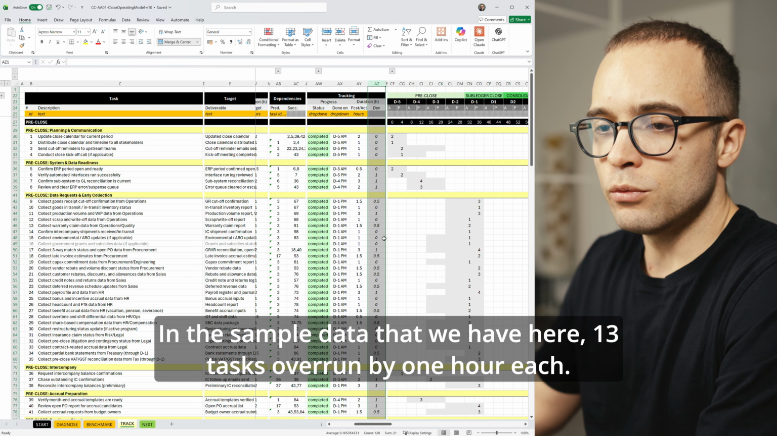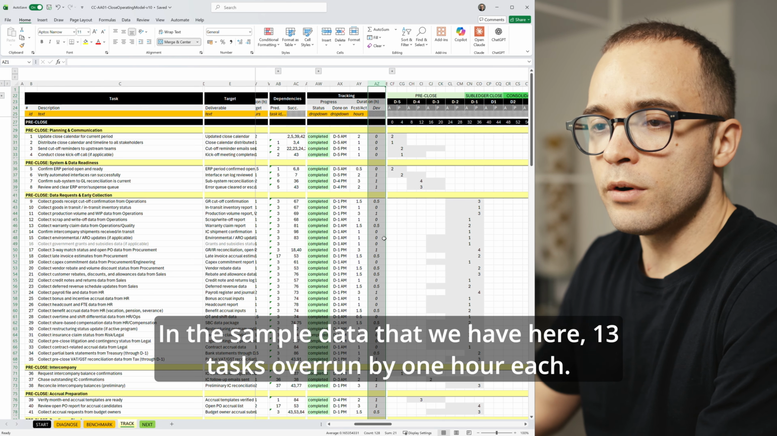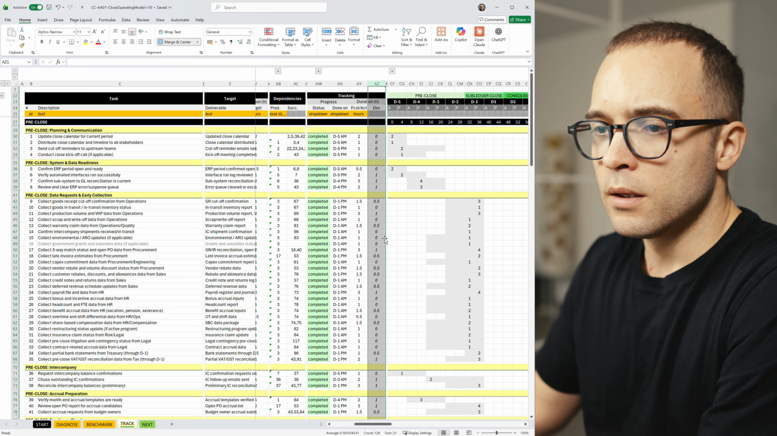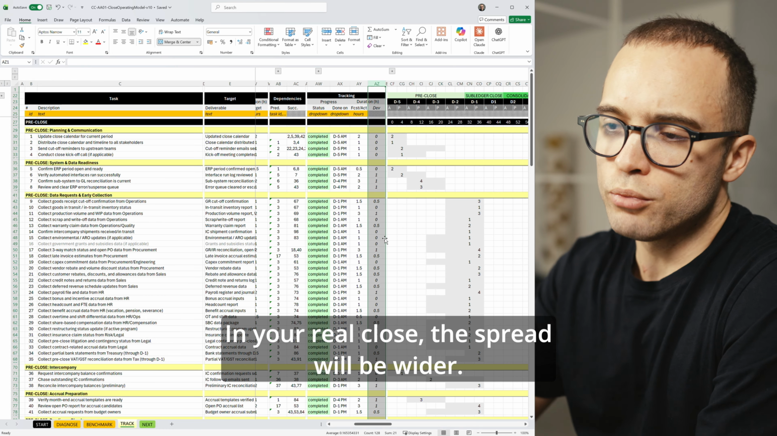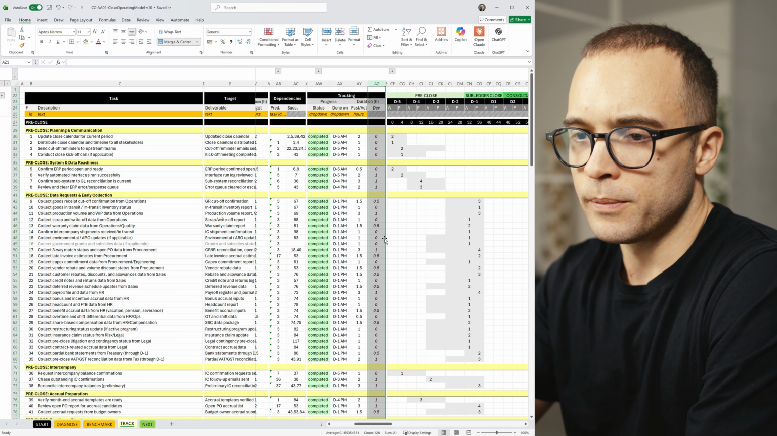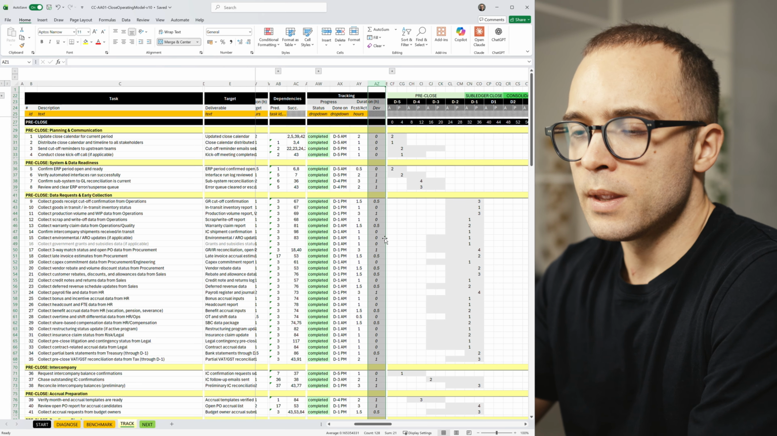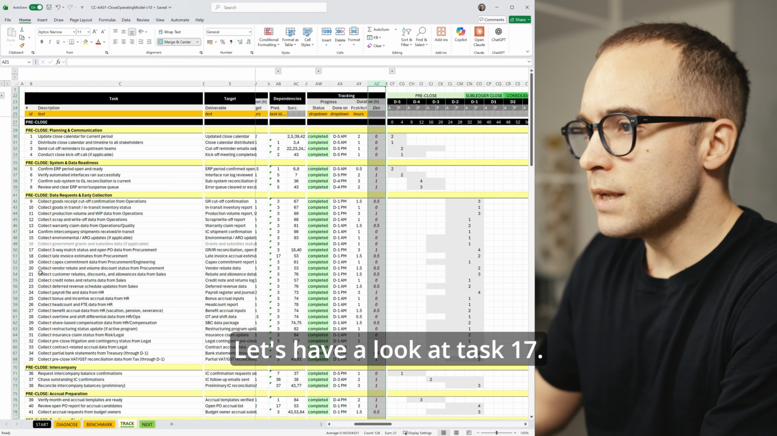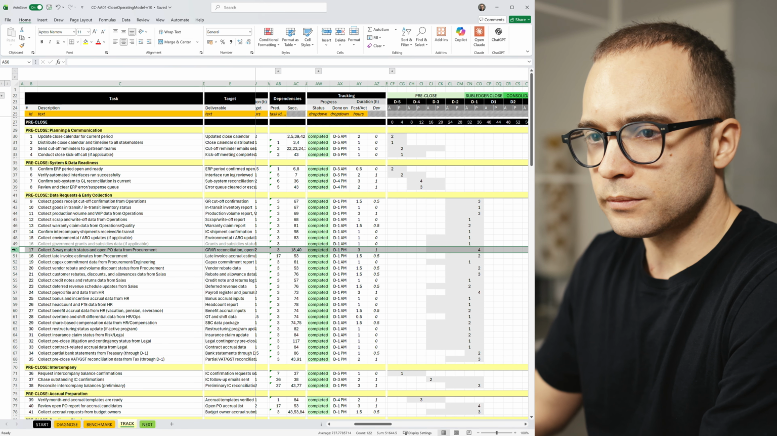In the sample data that we have here, 13 tasks overrun by 1 hour each, all tied at the top. In your real close, the spread will be wider. A few tasks will eat most of the lost time. That's what makes sorting useful. Start your investigation with whatever surfaces first. Let's have a look at task 17.